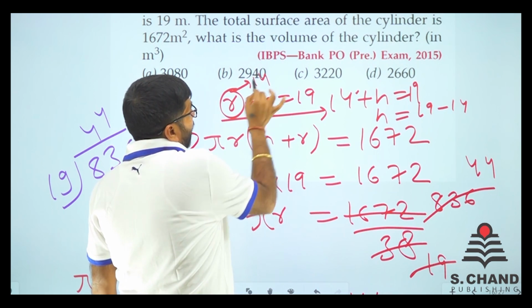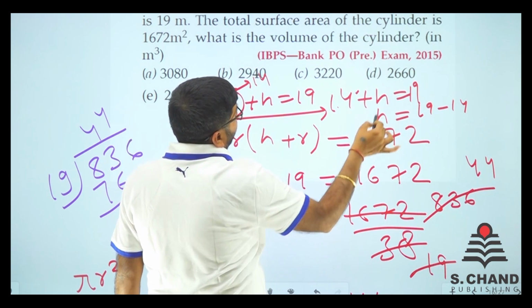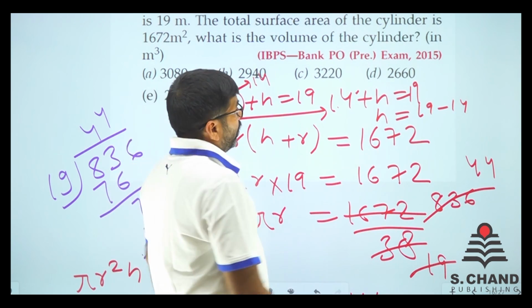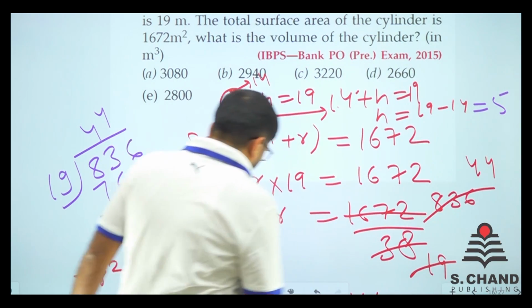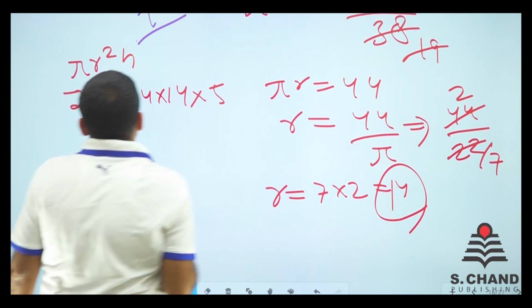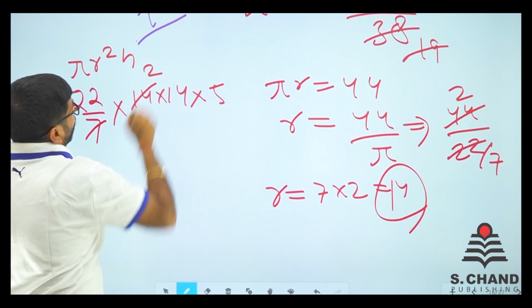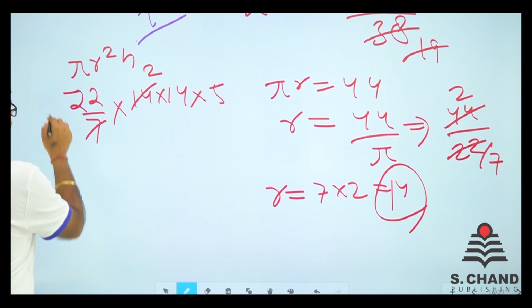See, we have put r is equal to 14 here. So r plus h, 14 plus h is 19. We put that over there. So h is equal to 19 minus 14, which is 5. So we put the value over here, that is 5. So 7 into 2, and now this 5 into 2 is 10. Let's multiply here.